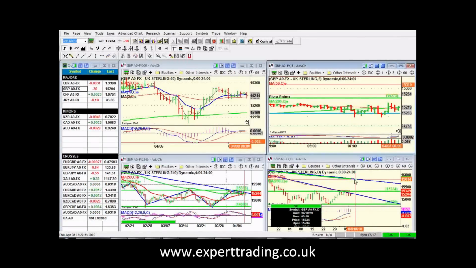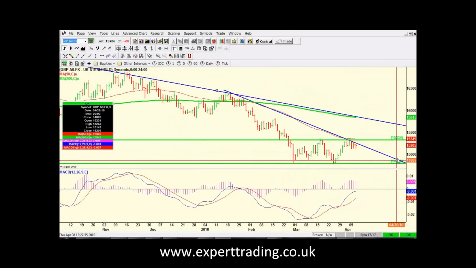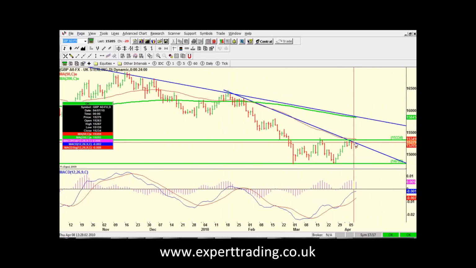So the first thing we do is we look at the higher time frames. Daily, we don't have to spend too much time on this. We can see it's in a downtrend. There's a nice trend line there, touch, touch, and another touch. It's formed a channel. It's just bounced off the channel and the 50 period moving average, which is moving down here. We don't have to say much more.